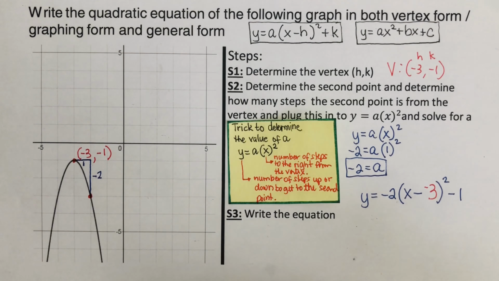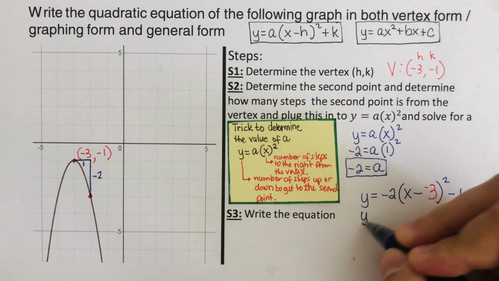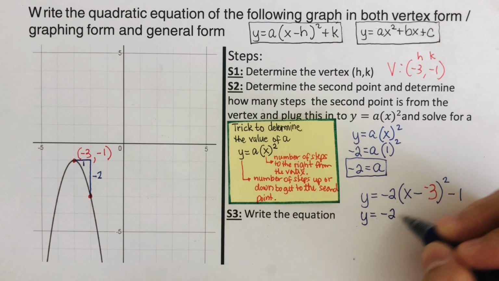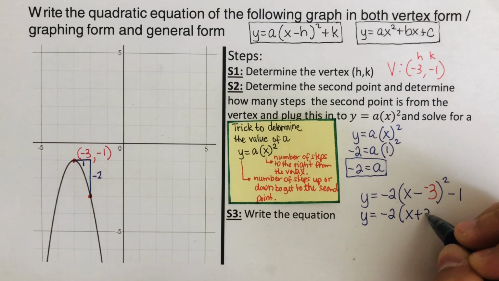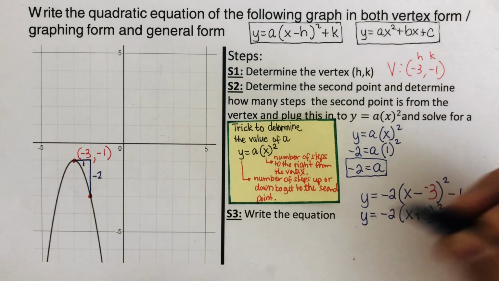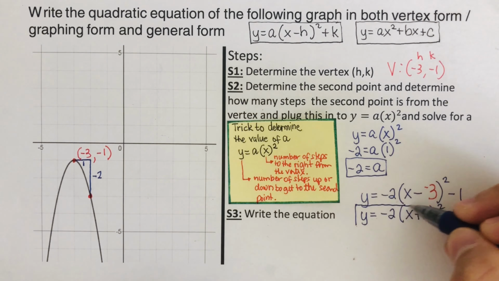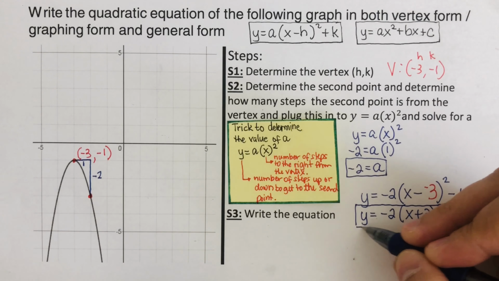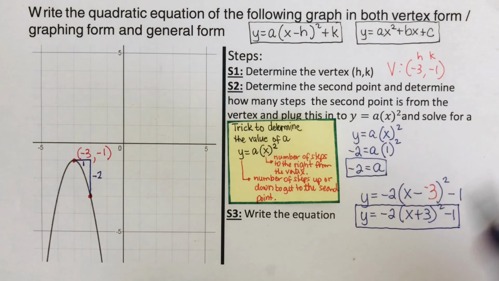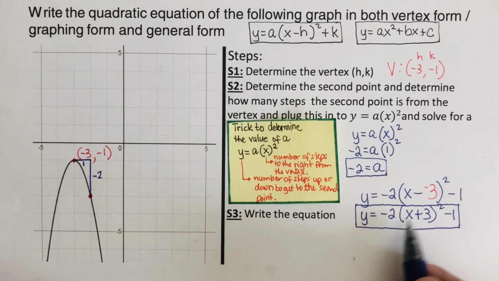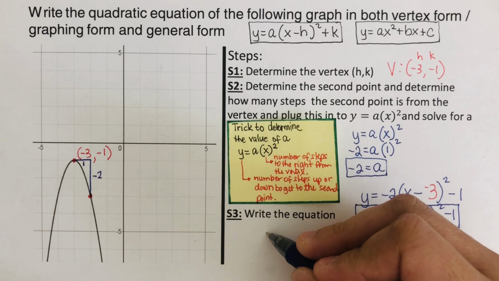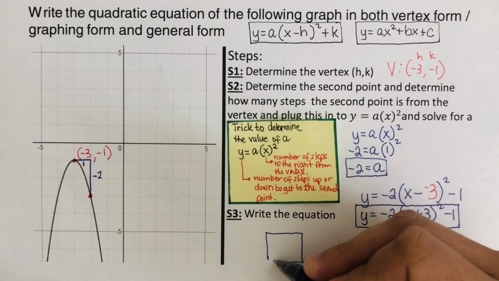Then we can simplify this. Negative and negative turn to positive. So this is y equals negative 2 (x plus 3) squared minus 1. Oh no, this is the graphing form. Now to find the general form, we are supposed to use the area model for this binomial right there. So we go ahead and show the work up here.